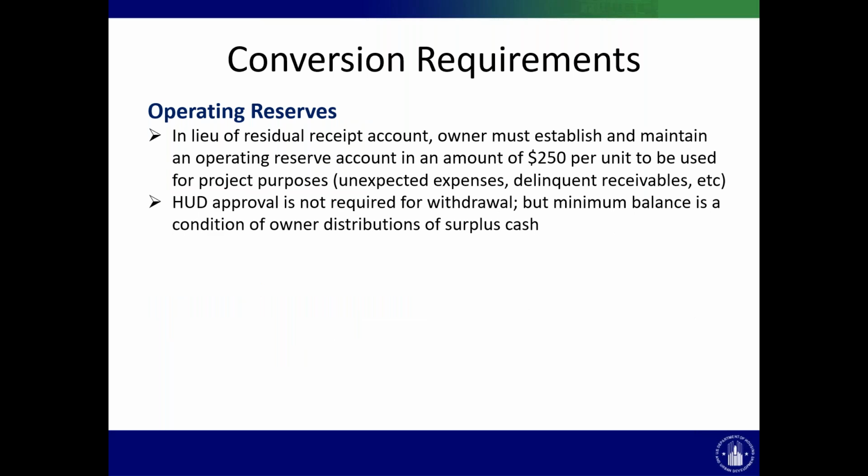Another requirement you're going to need to address is what we call an operating reserve. In lieu of a residual receipts account, the owner must establish and maintain an operating reserve account in an amount of $250 per unit, and that's going to be used for project purposes. Some things like unexpected expenses or delinquent receivables can just be some examples. Now, HUD approval is not required for the withdrawal from this operating reserve, but you do need to keep in mind you do need to have a minimum balance as a condition of owner distributions of surplus cash.